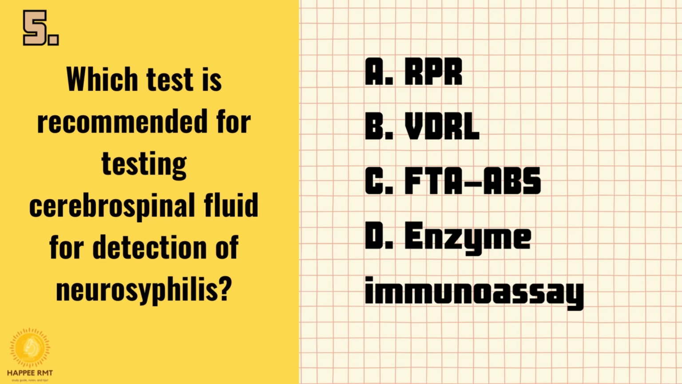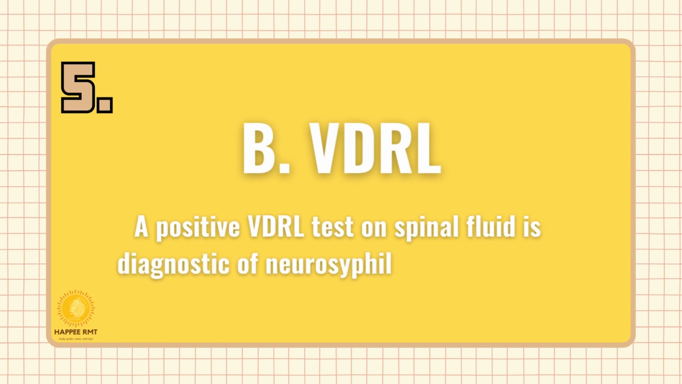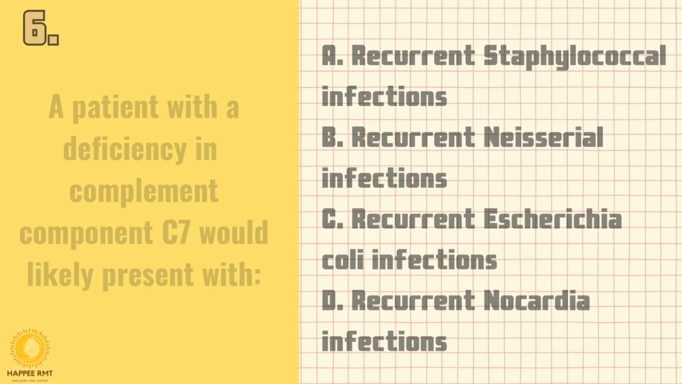Number 5. Which test is recommended for testing cerebrospinal fluid for detection of neurosyphilis? A. RPR, B. VDRL, C. FTA-ABS, D. Enzyme immunoassay. Answer is B. VDRL. A positive VDRL test on spinal fluid is diagnostic of neurosyphilis because false positives are extremely rare.